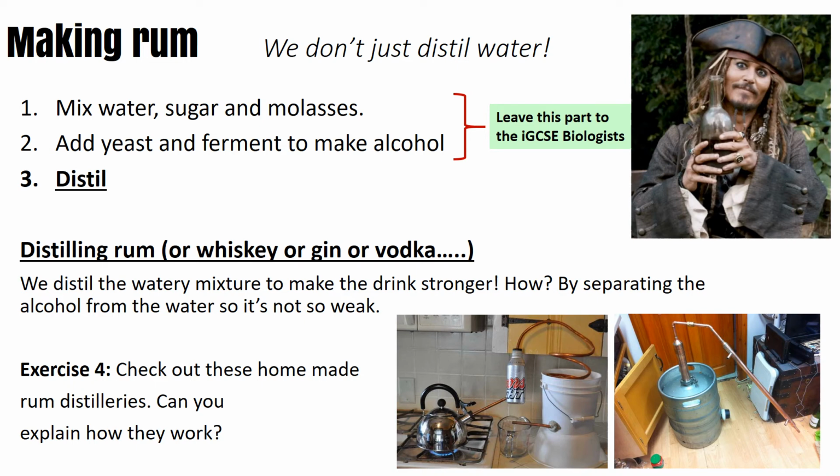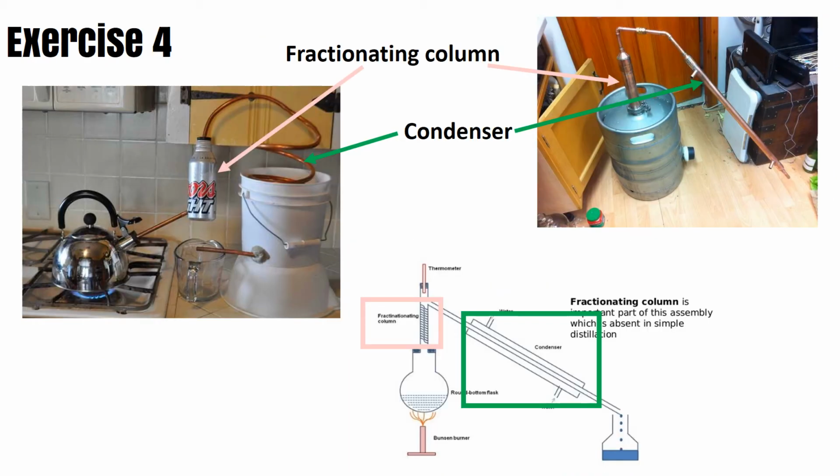I would like you for exercise 4 to check out some of these homemade rum distilleries on the right and the bottom. Can you explain how they work? Now that you know how fractional distillation works, can you see where the condenser may be, or how they cool down the liquid, or how they heat it up, how they get evaporation, or where the fractionating column is? Can you see this in all of the homemade rum distilleries? Both of these are fractional distillation equipment that people have made in their own homes to try and create rum.